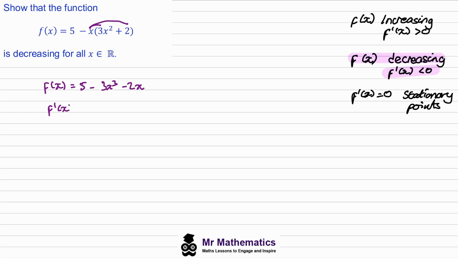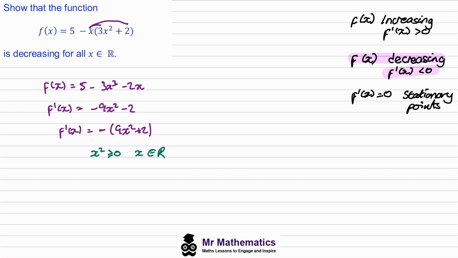So f dash of x, this constant will go. When we differentiate the negative 3x cubed, we get negative 9x squared. When we differentiate the negative 2x, we get negative 2. So from this point, we can factor out this negative. So f dash of x will equal negative, 9x squared plus 2.